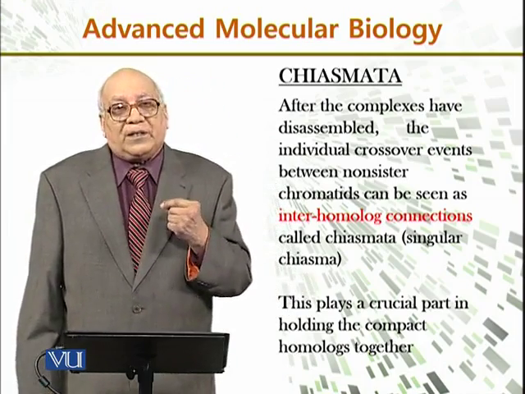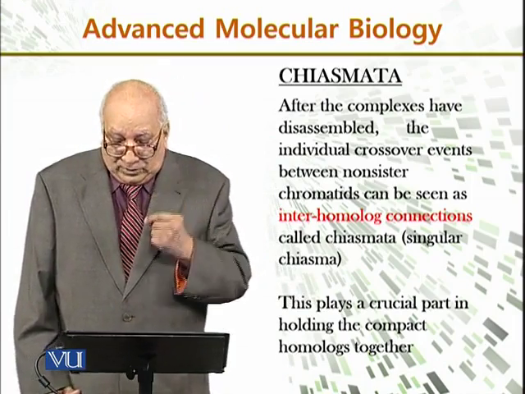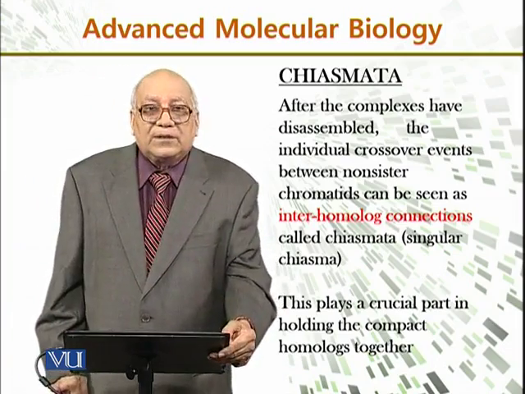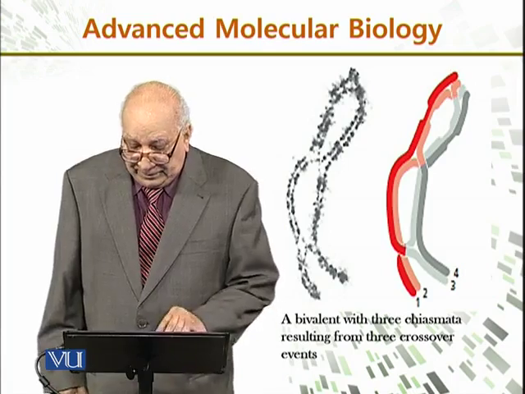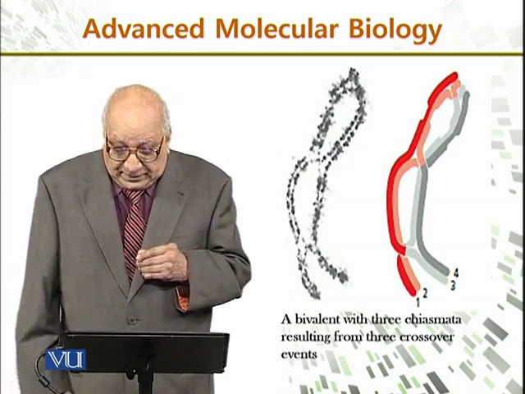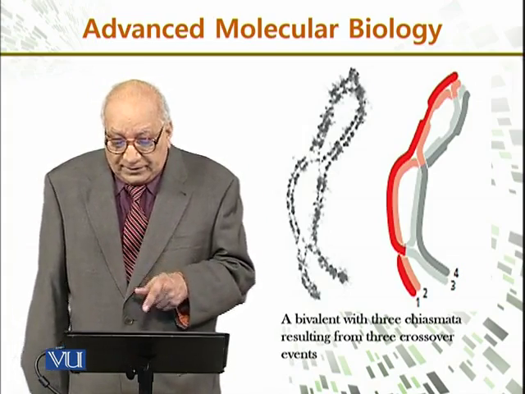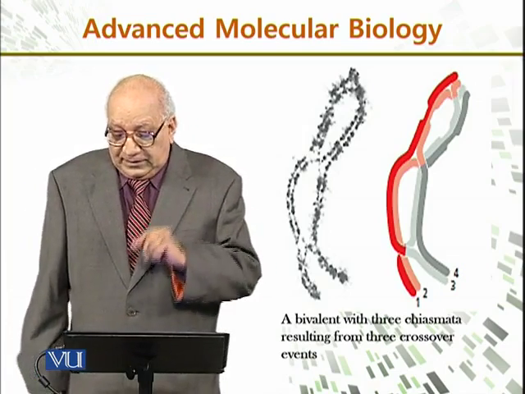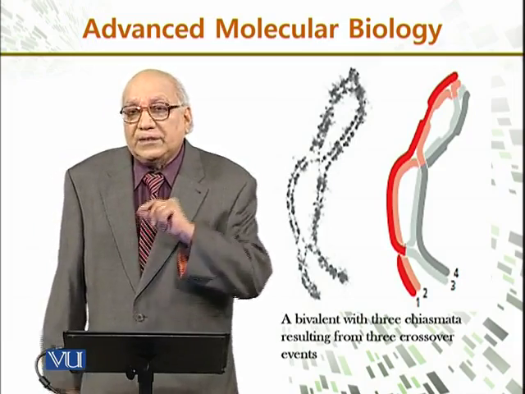This plays a crucial part. ये जो stage है, ये एक बड़ा ज़रूरी और आम रुकन है जो कि holding the compact homologs together, जो कि homologous chromosomes हैं, उनको करीब रखने में करता है अमल. और ये आप देखें, a bivalent with three chiasmata resulting from three crossover events. In this case, the one which is the black, that is the original, where there are three crossovers, and you can see the red, black, and another shadow one, they are crossing over together in origin.